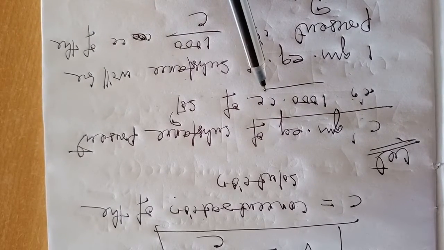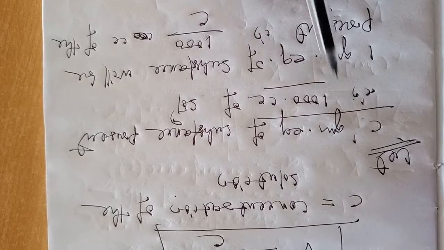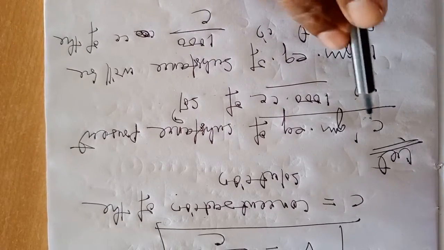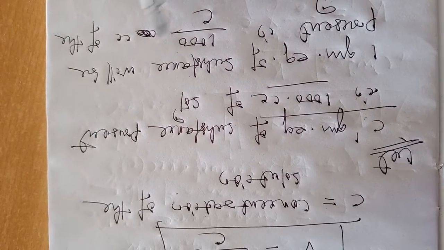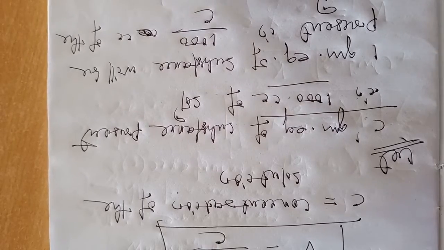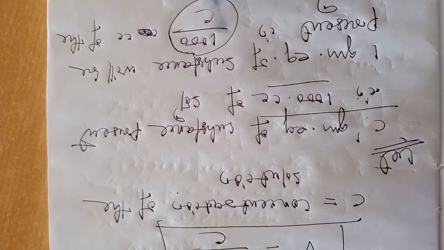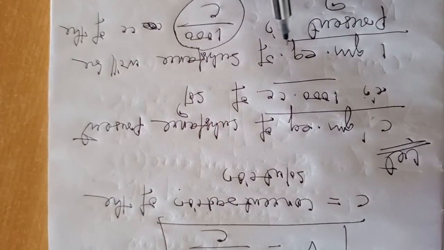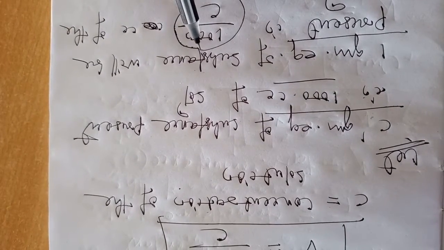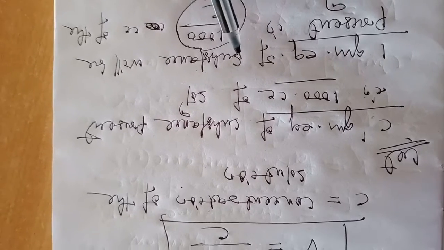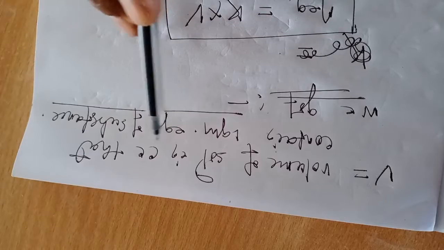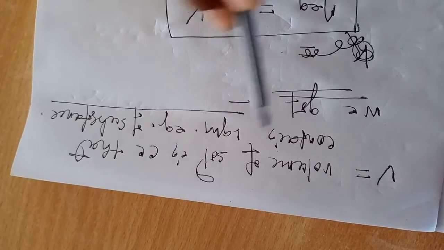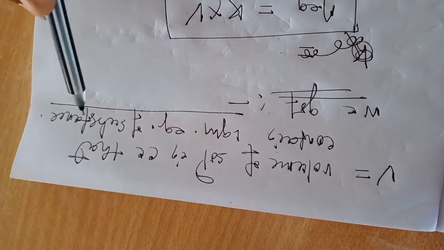Cc means cubic centimeter. Okay, so 1 gram equivalent, we divide by C, which gives 1000 by C. This is the cc of the solution.